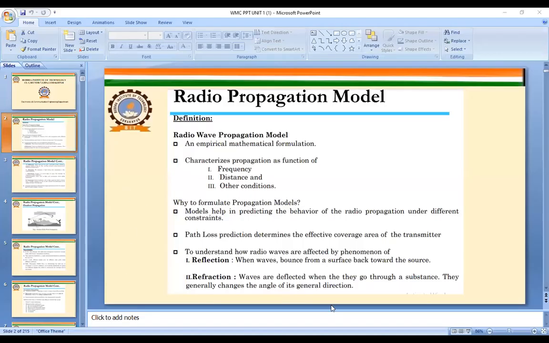Today we have the topic outdoor propagation model. In the previous lecture, we already saw the outdoor propagation models, the Longley-Rice model and the Okumura model. In continuation of the Okumura model, today we have some more specific topics to add.